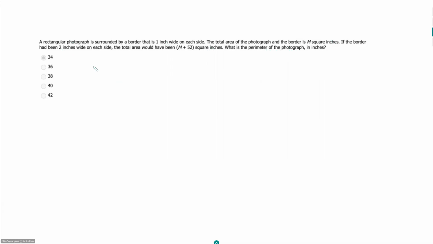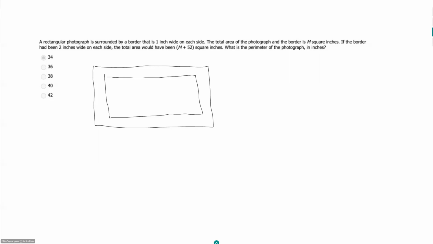Okay, so this is a question where a good diagram, and taking the time to make a good diagram, will serve you well. So we got a photograph surrounded by a border. So the inside rectangle is the photograph. It is surrounded by this border, and they tell us that that border is 1 inch on every side. So we get 1 inch in all these places.